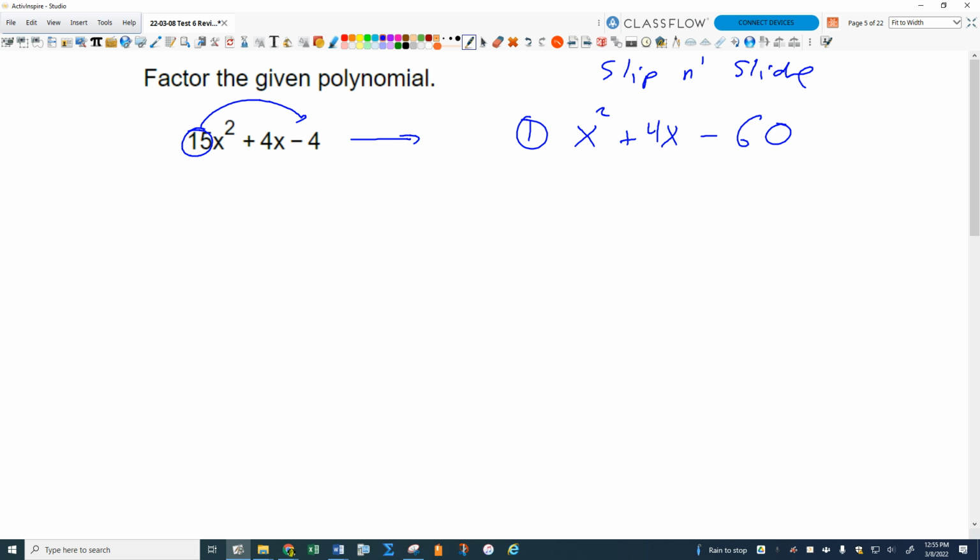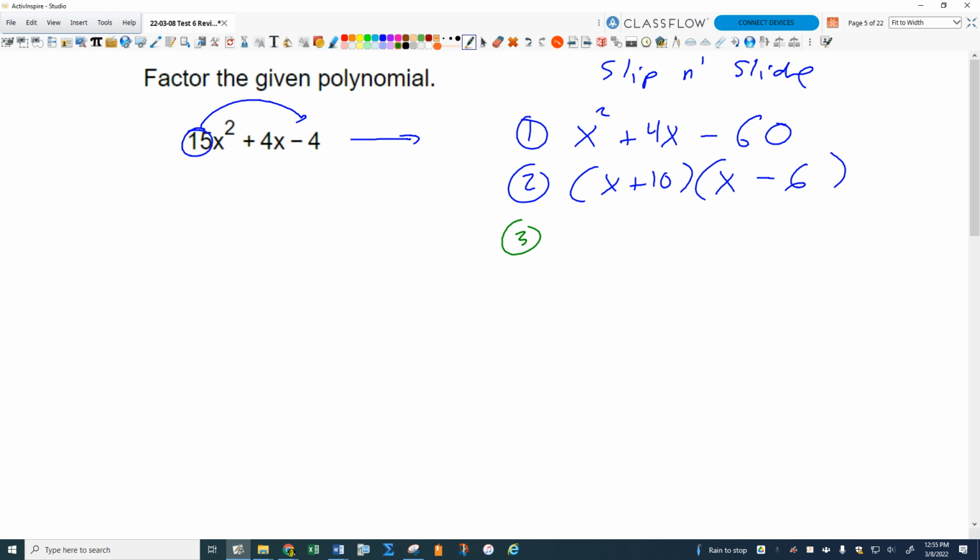Step 2 is just factor it. Factor this basic trinomial. Can I find magic numbers that work? Multiply to negative 60 and add to 4. Positive 10, negative 6. Okay, good. So we factored it, okay? And we're not done. Okay, now step 3. What comes next?